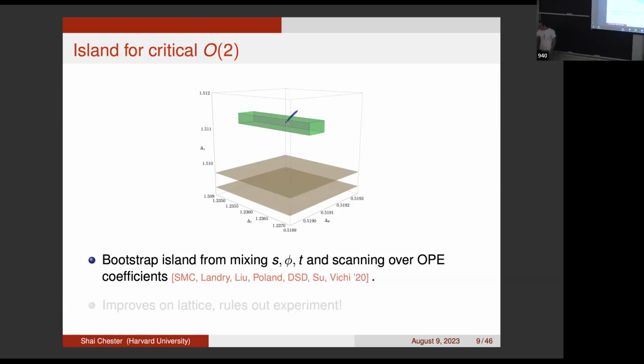The brown is the experimental prediction. The brown is just planes because they didn't measure all 3 critical exponents. They only measured 2 of them, so that's why it's a plane. This basically shows that there was some error in this experimental analysis, because we rigorously show that this O2 Wilson-Fisher fixed point has to be where Monte Carlo says, it cannot be where the experiment says. So of course, it asks the question of what mistake the experimentalists made.